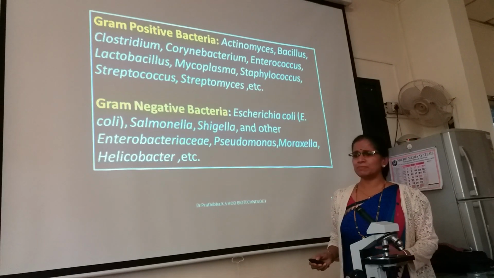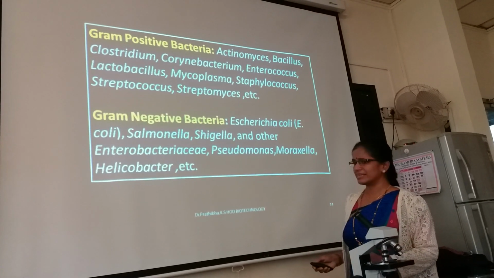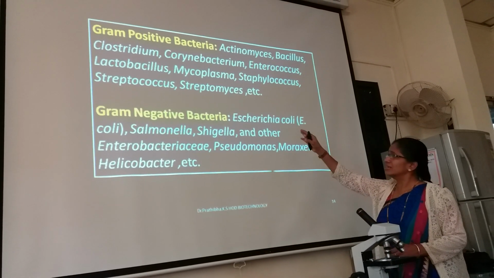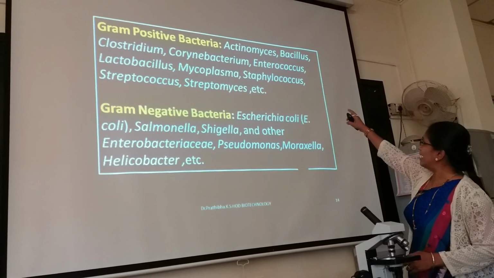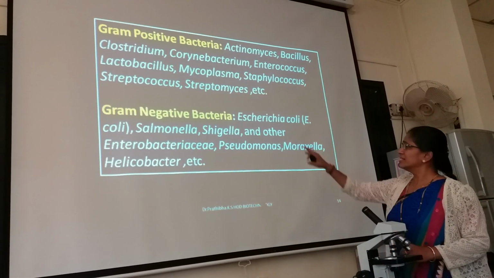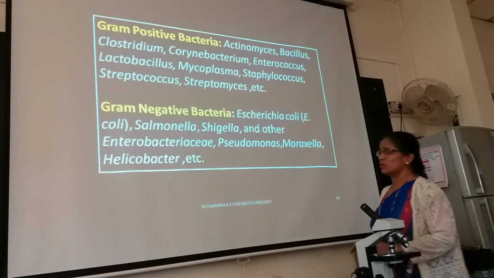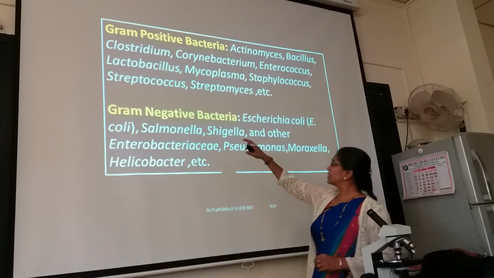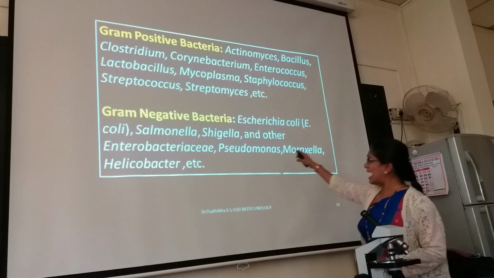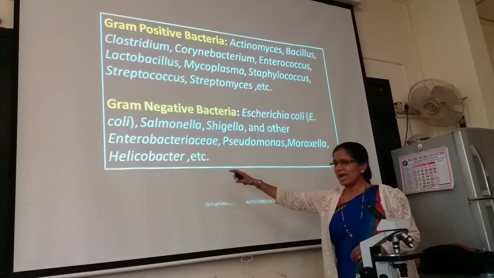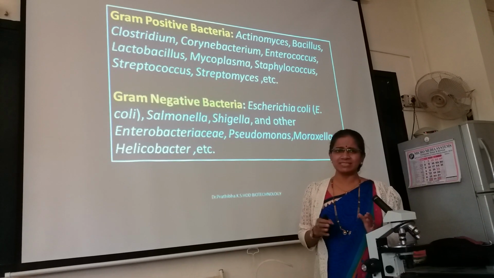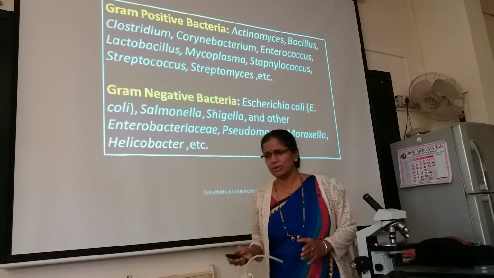Now, different examples of gram positive bacteria and gram negative bacteria. The first ones are Actinomycetes, Bacillus, Clostridium, Corynebacterium, Enterococcus, Lactobacillus, Mycoplasma, Staphylococcus, Streptococcus and Streptomyces and many more. Gram negative bacteria: Escherichia coli, Salmonella, Shigella and other Enterobacteriaceae, and Pseudomonas, Moraxella, Helicobacter. These are some of the examples of gram positive and gram negative bacteria.